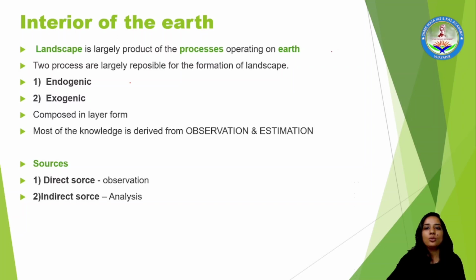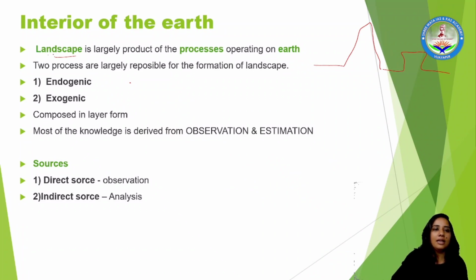Before letting you know anything regarding the interior of the earth, I would like to tell you about the landscape. What is landscape? Landscape is nothing but the different kinds of lands present on the surface of the earth. There might be plain lands, mountains, and even plateaus formed on the surface of the earth. These different kinds of lands, we refer to as a landscape.